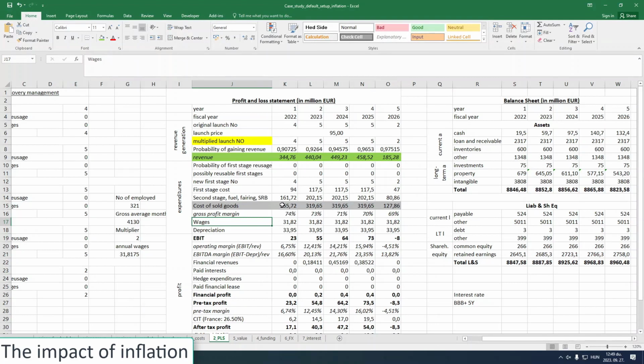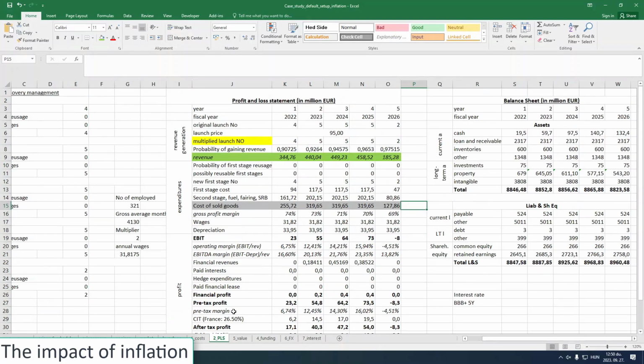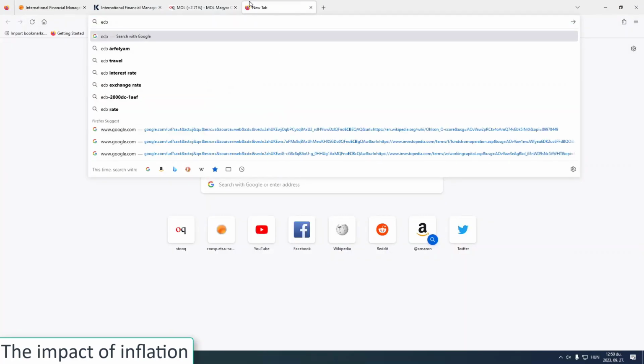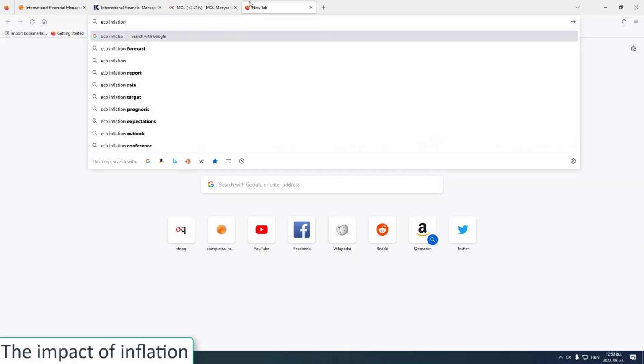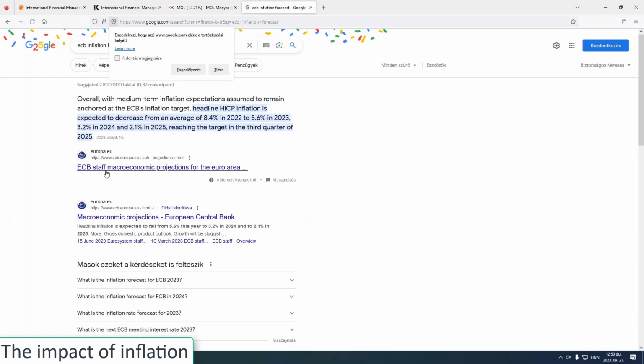Costs. Also cost of sold goods. And we have to program in also some inflation curve. So how can we prepare a business plan for inflation? In this case, the easiest thing is that let's use the wisdom of the inflation forecast. So the ECB inflation forecast, because that's why we have central banks.